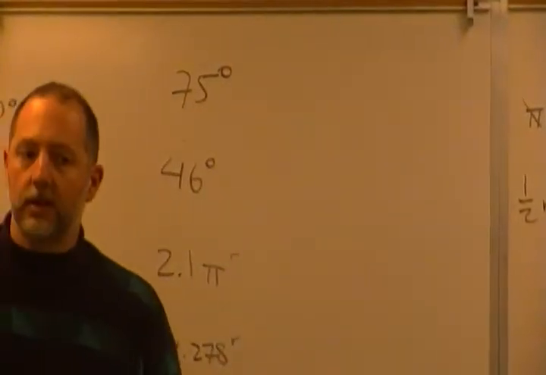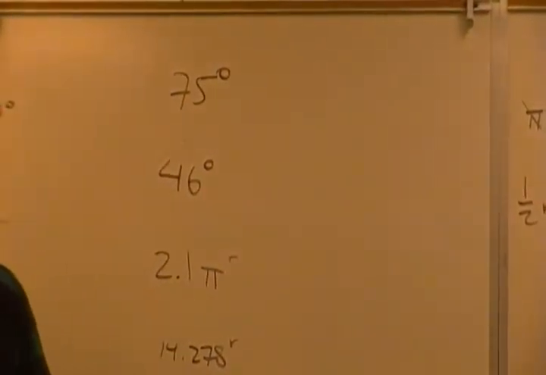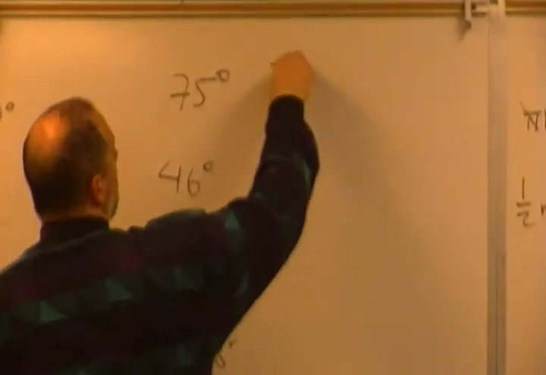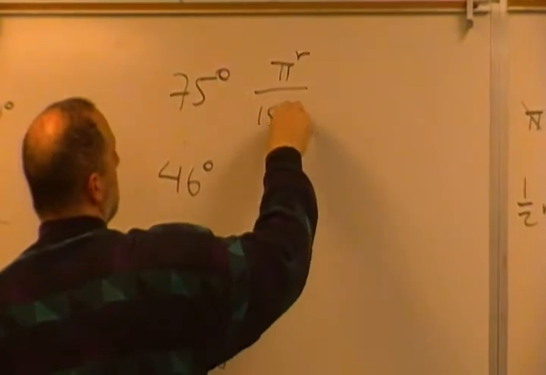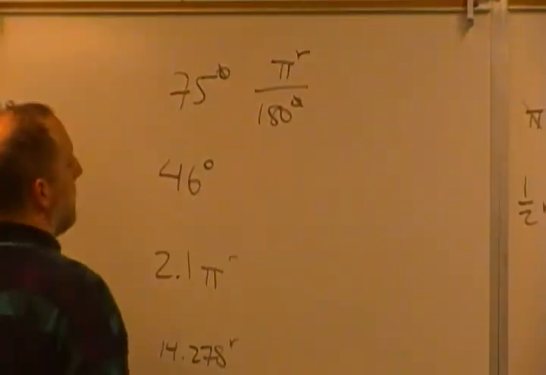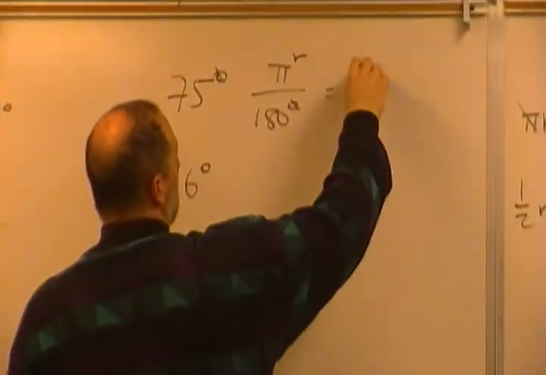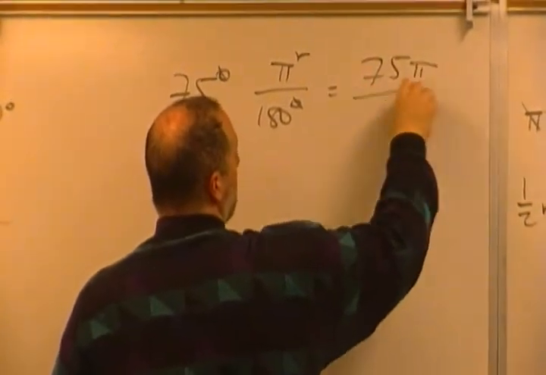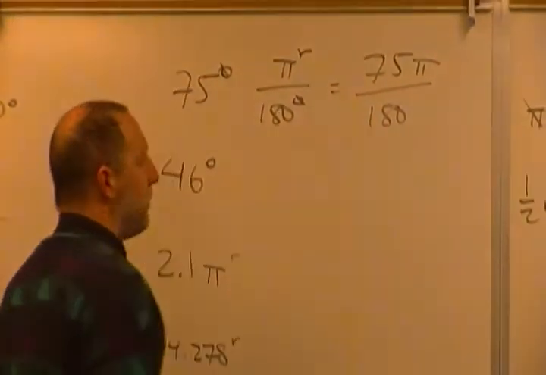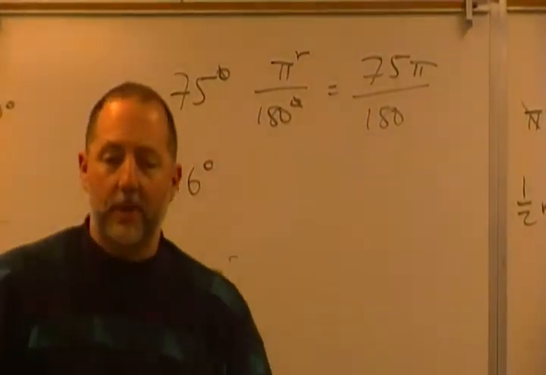75 degrees, multiplied by what in order to convert it to radians? Pi over 180. There are pi radians in 180 degrees, so my units, degrees, end up canceling out. I get 75 pi over 180. Now, if you leave your answer in that form, am I going to be a happy camper?